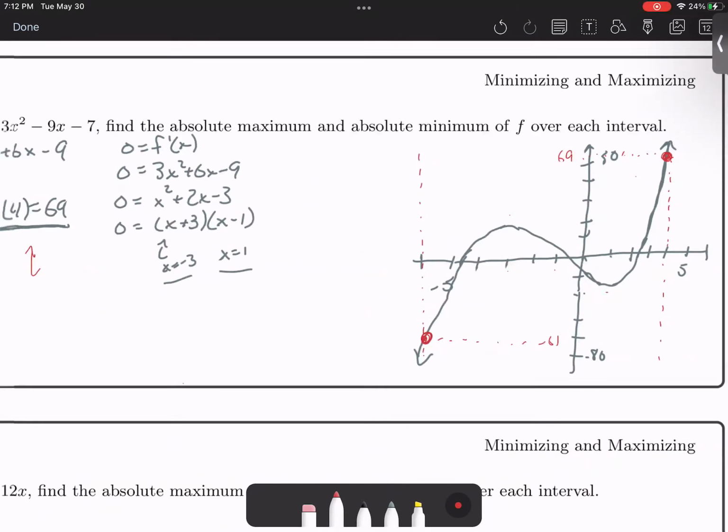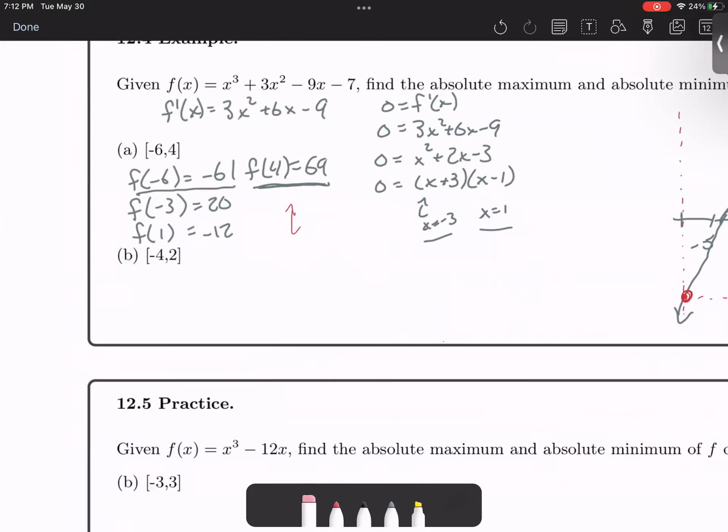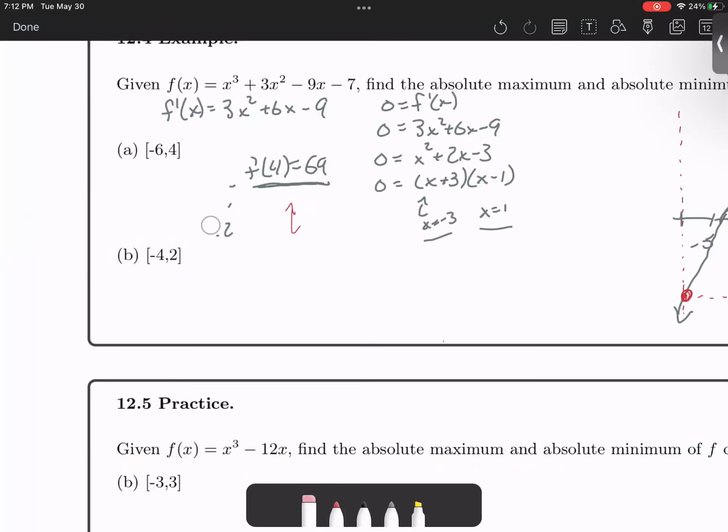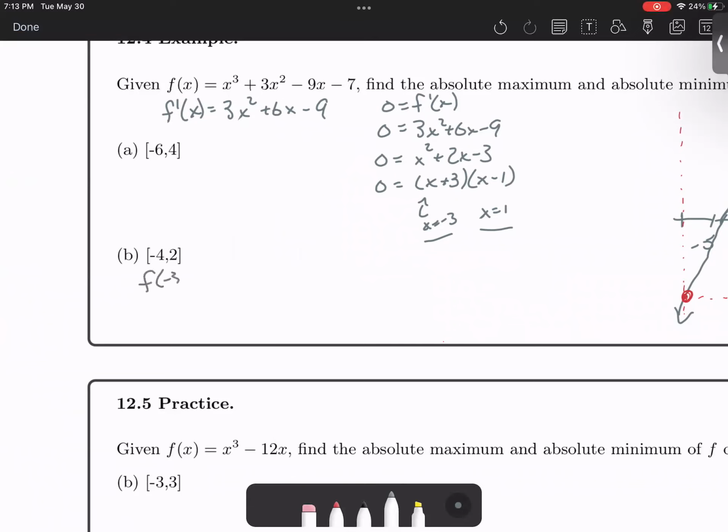Cool. Let's move down to the second interval now. So I'm just going to keep the same function. I'm just going to restrict myself now to the interval minus 4 to 2. So I have to test the same critical values. F of minus 3 was 20. The function at the other 0 of our first derivative was minus 12.